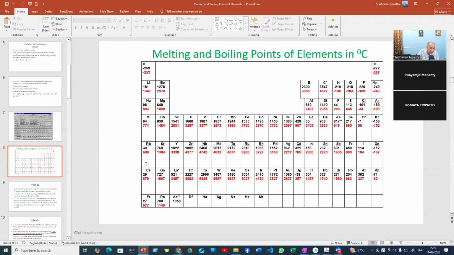Now see the trend of alkali metals. Alkali metals are low melting solids. 181 is the highest, and as you go down the group, 98 is sodium, 64, 39. So rubidium is very close to body temperature. Sometimes, if you are a little feverish, then rubidium metal can melt on your palm. But you have to wear a glove to hold rubidium, as it is a very reactive metal.